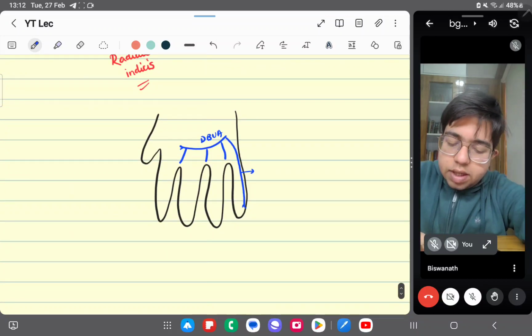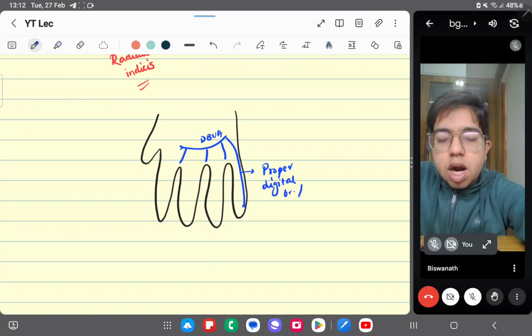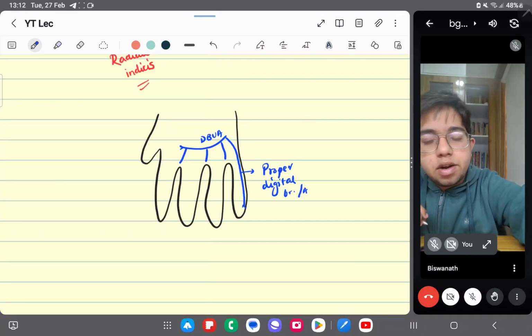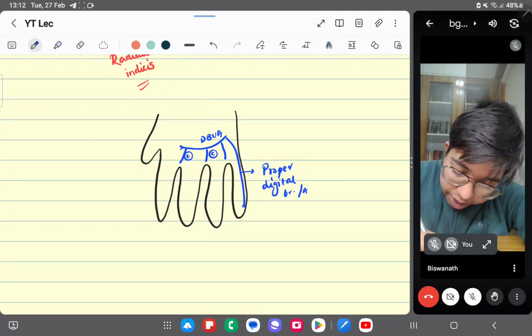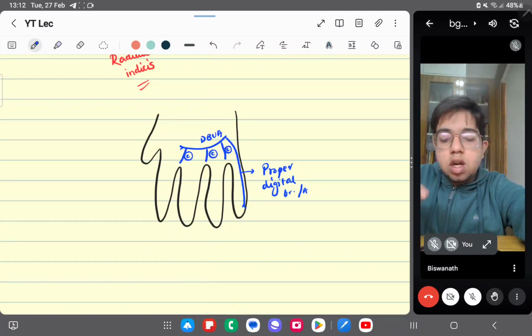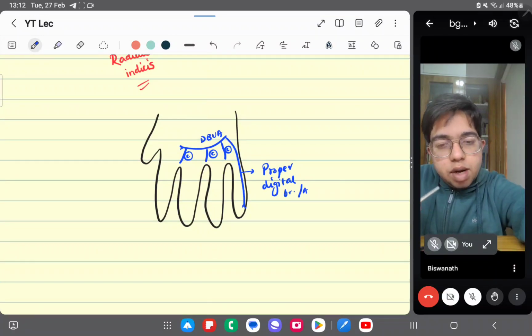So here is the proper digital artery going to the little finger. And these are your common digital arteries. I'm writing C, C, and C. So from the ulnar artery, we have common, common, common, and one proper digital artery.